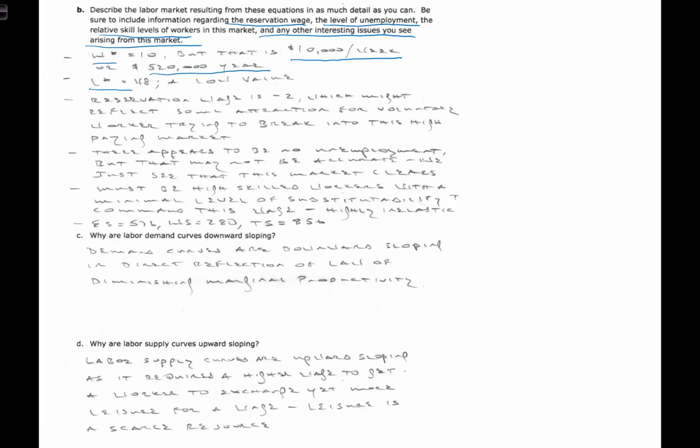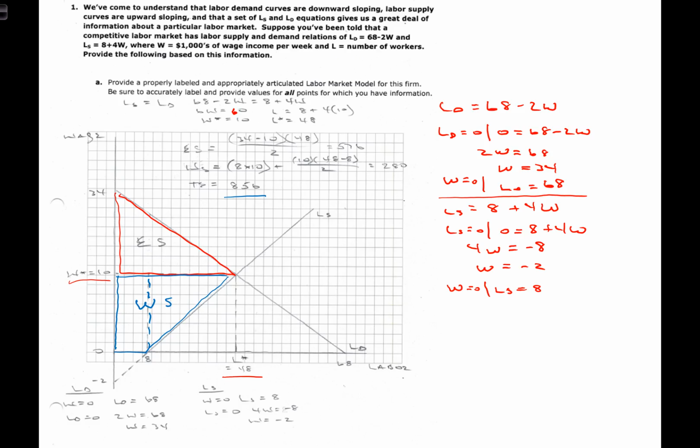The reservation wage was kind of interesting, though. The reservation wage is -2. Well, let's stop to think about what that really means. In this market, it doesn't mean that workers are working for -2 necessarily. The workers in this market that are being paid in the market, they're working for 10,000 a week, 520,000 a year, and there's 48 of them. But with this reservation wage all the way down here at -2, that means that there might be workers that would be willing to supply their labor at -2.